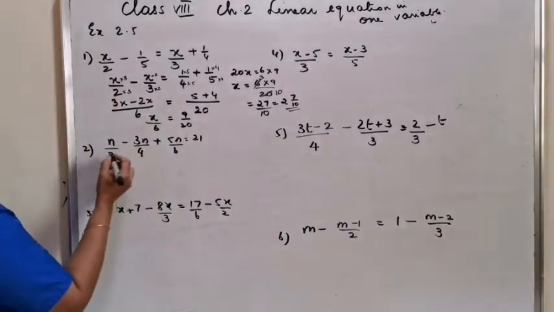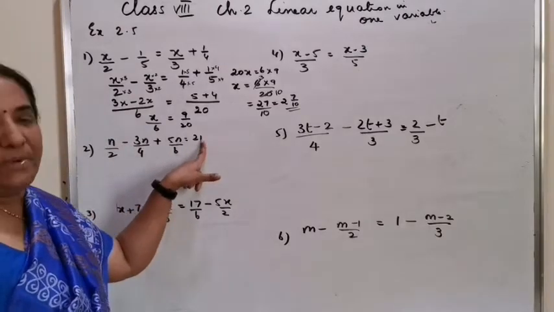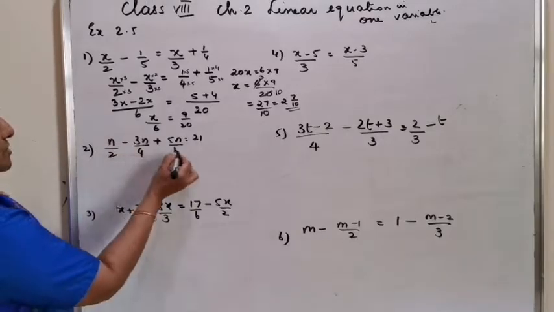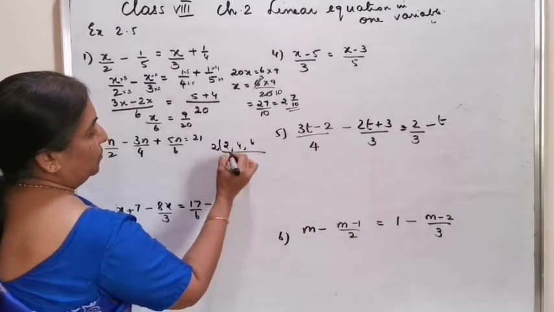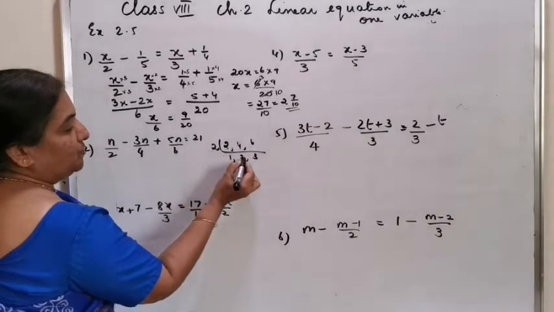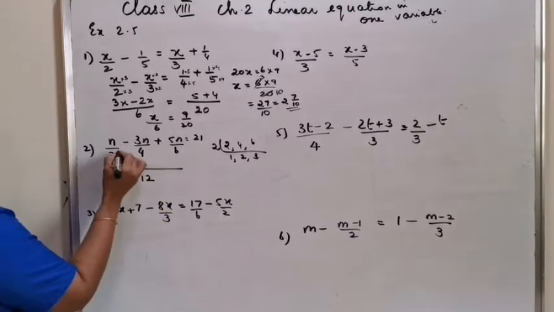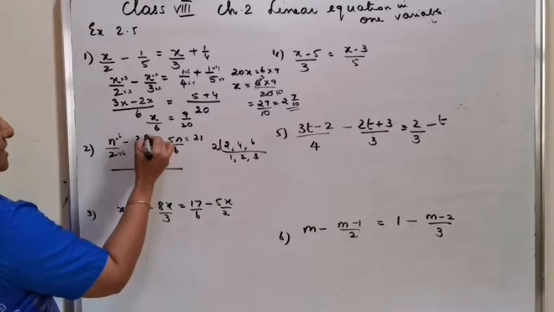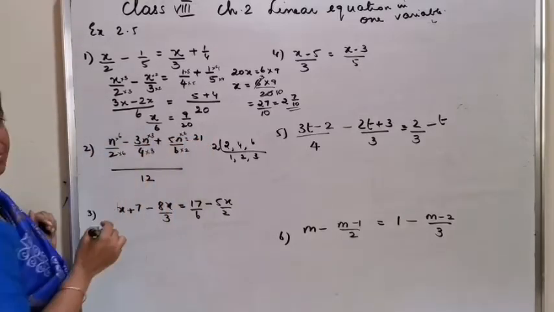The next question: n by 2 minus 3n by 4 plus 5n by 6 is equal to 21. All the variables are on one side. Check the LCM of 2, 4 and 6. 2, 1, 2, 3, now no more common factors. So 2 into 2 is 4, 4 3s are 12. The LCM is 12. That means 2 into 6, n into 6; 4 into 3, 3n into 3; 6 into 2, 5n into 2.